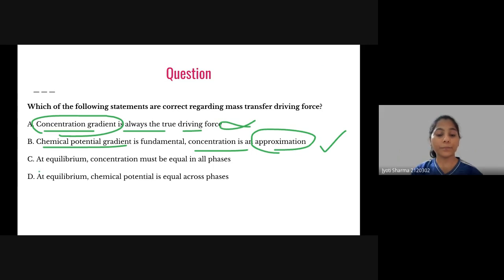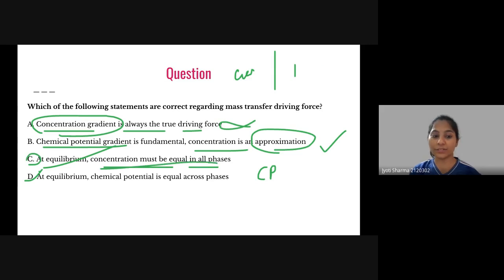At equilibrium, concentration must be equal in all phases. No, till now what we learned is that equilibrium is when we have equal concentration. No, this is not the right statement. The right statement is, let's say we have chemical potential. If the chemical potential is equal, or you can say the flux is equal, you have water, you have gas, and if the flux is equal, or the chemical potential is equal, then we can say there is equilibrium. So this one is the right answer, and D is the wrong answer, because concentration must be equal in all phases. No, at equilibrium it is important to have equal chemical potential.